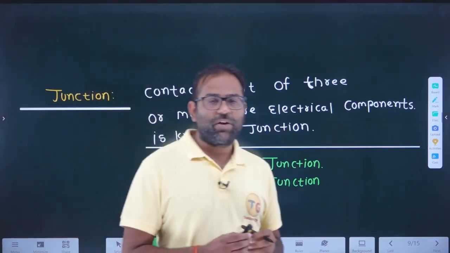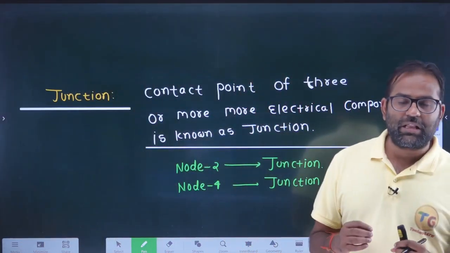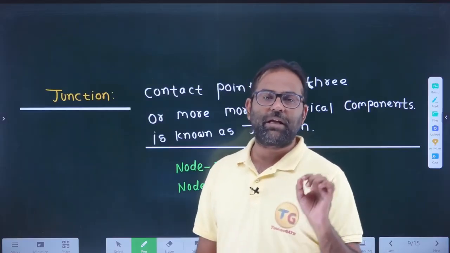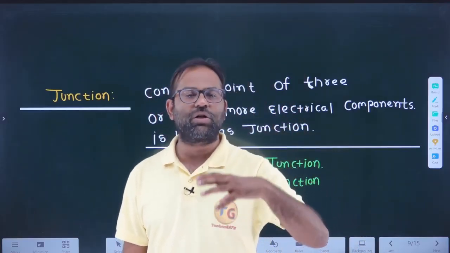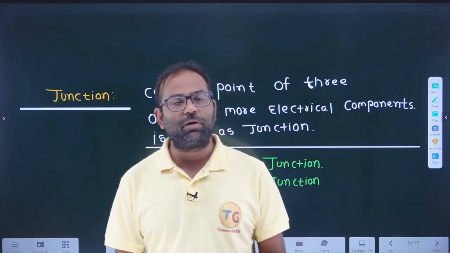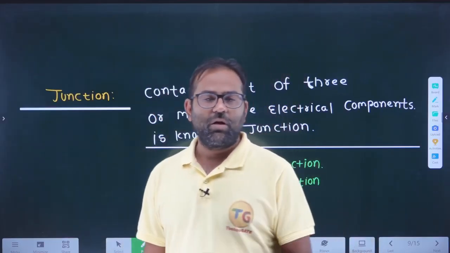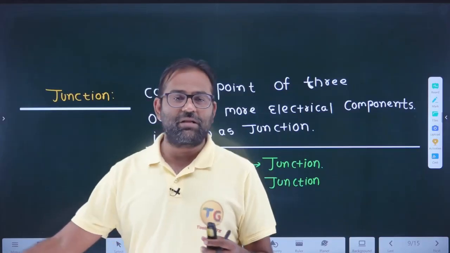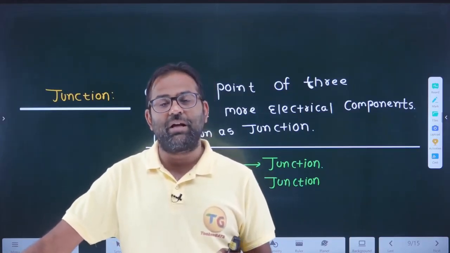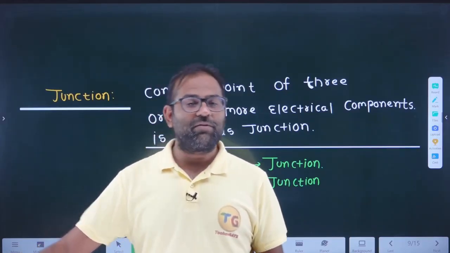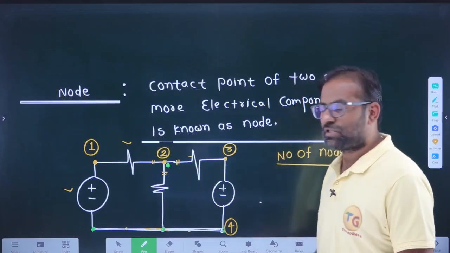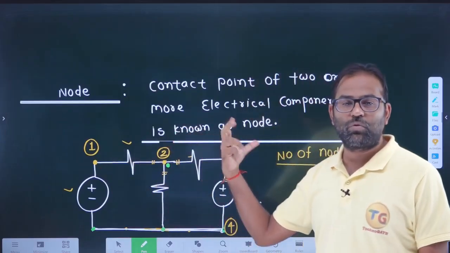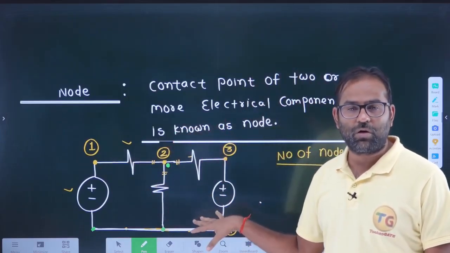Always remember, there is one law for the analysis of a network, and that law is known as Kirchhoff's current law. It is applicable to junctions as well as nodes, but node is a more general term. That's why we call it nodal analysis, because nodal includes everything. Kirchhoff's current law will be satisfied at node 1, node 2, node 3, and node 4, at all of them.